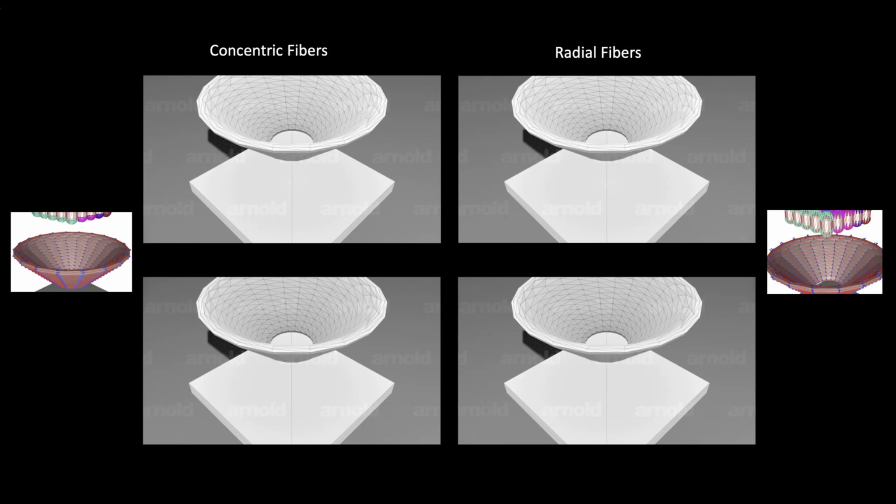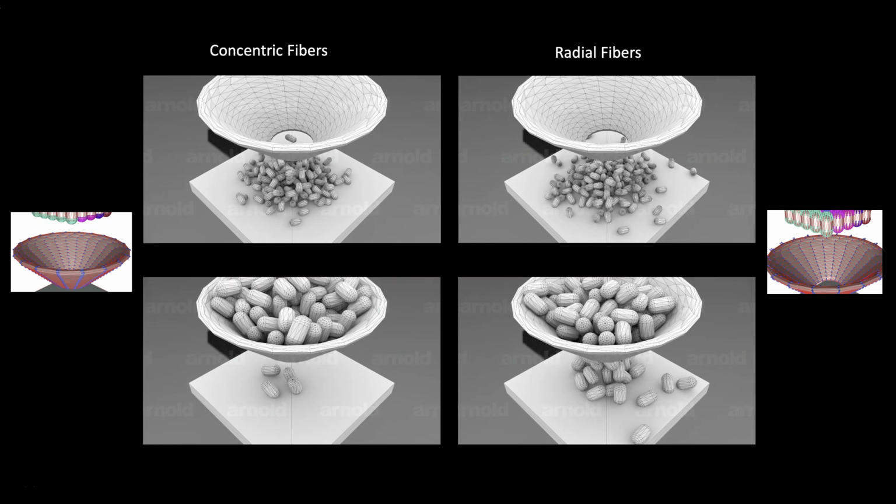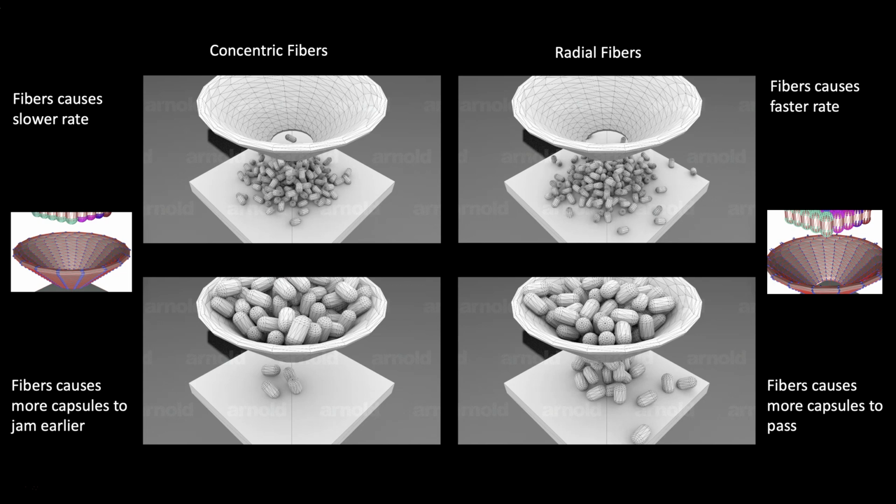In the left column, fibers are concentrically oriented. In the right column, fibers are radially oriented. In the top row, I use small capsules, and in the bottom row, I use large capsules. Observe that concentric fibers make the capsules jam more easily when moving through the funnel.